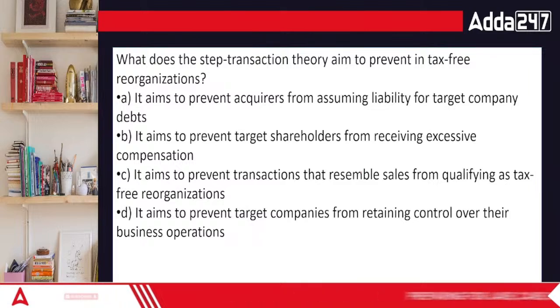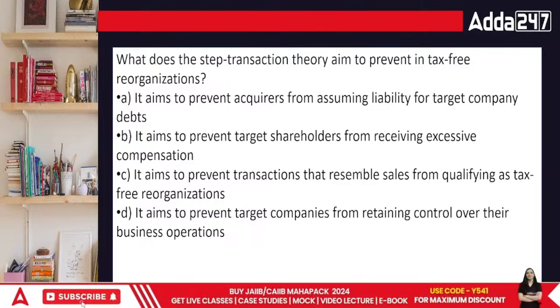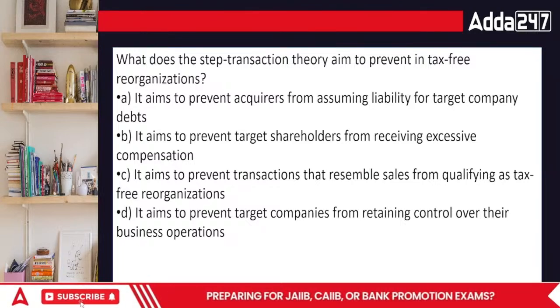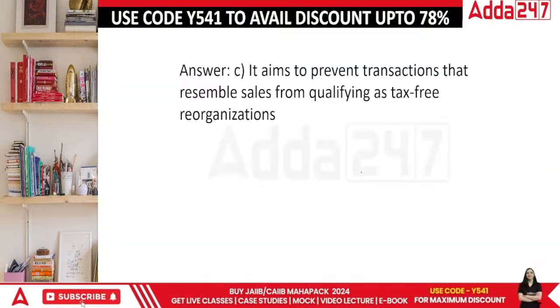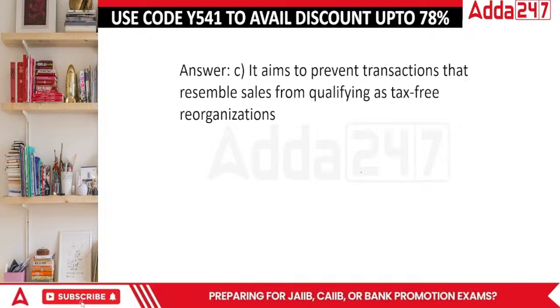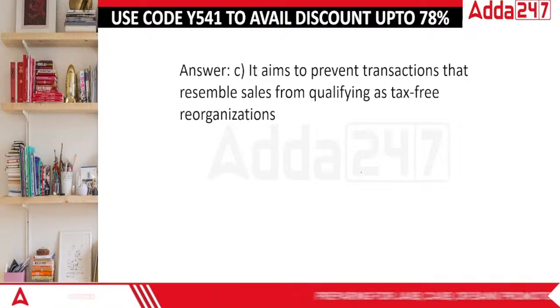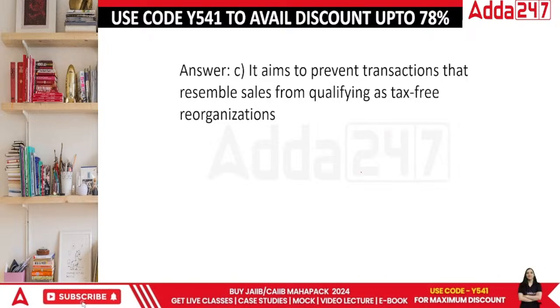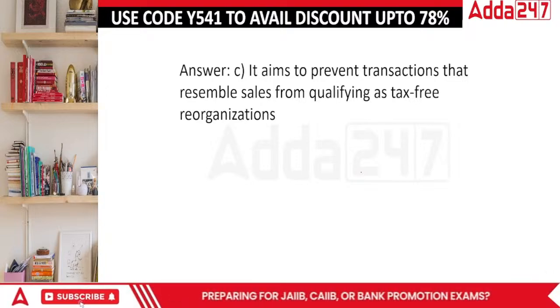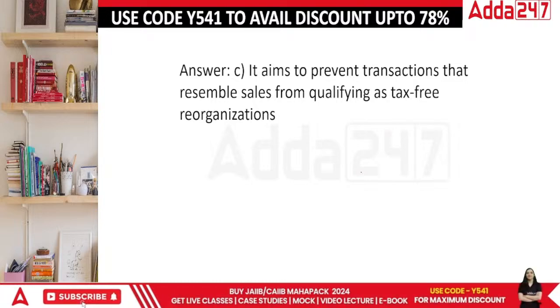Done, everyone? Chale. The answer is C. They try to prevent the transactions which are actually not taxable. They want that only the non-taxable areas should be included, and the ones which are taxable should not be included. Done. Chale. Moving on to the next point.